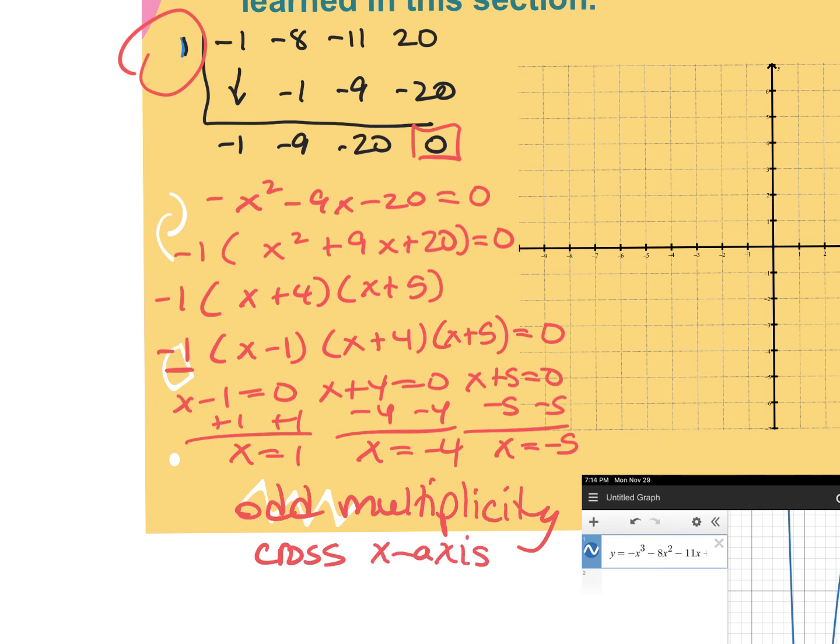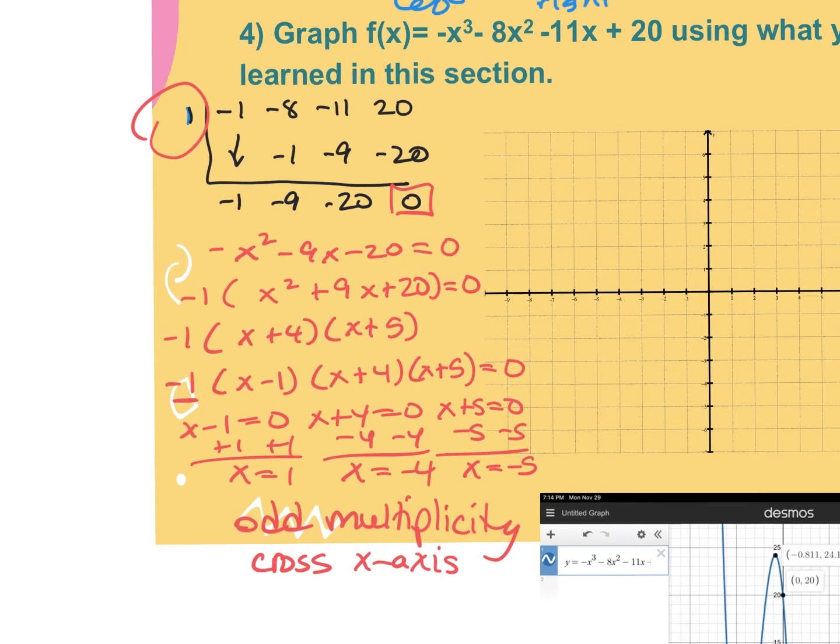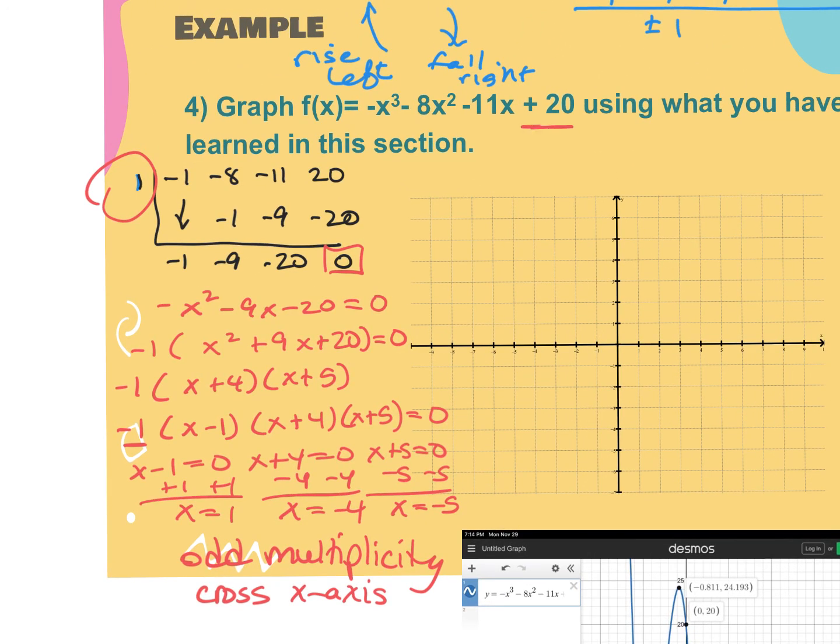I also need to find my y-intercept, and I can go back to the original. It's right here, the +20. So (0, 20) is my y-intercept. Now what I'm going to do is graph the 3 zeros and the y-intercept, and then I'm going to look to see where I need to find additional points.